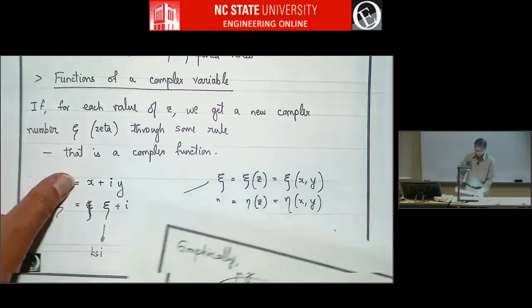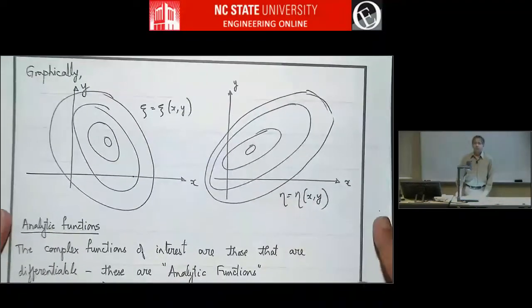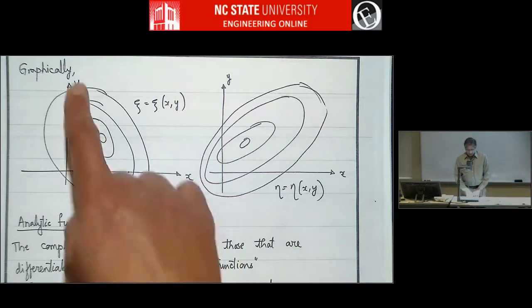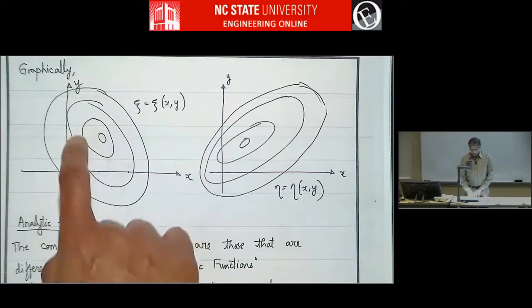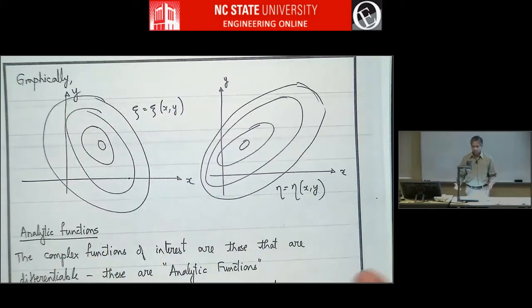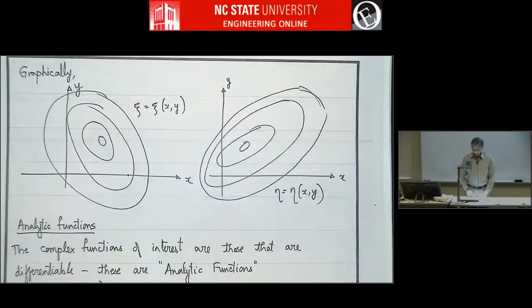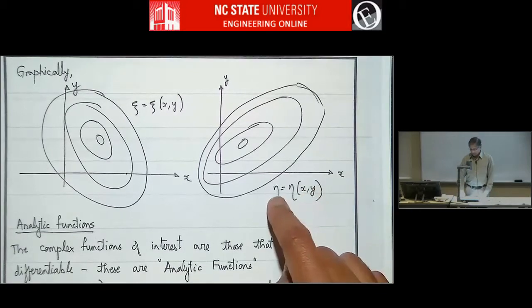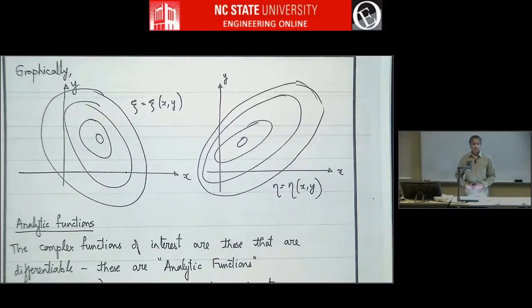So graphically you might have maybe something that looks like this. If you plot the xy coordinates, the psi might be a contour like a function of two variables x, y, and the eta might be another function like this. So this is what is a function of a complex variable.